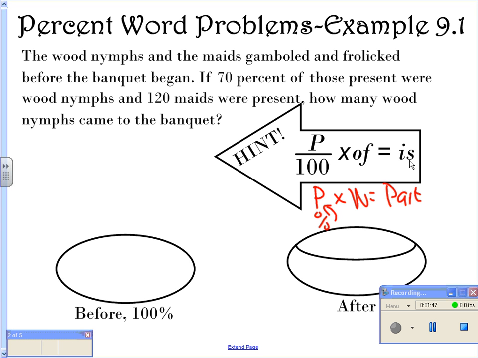Who came to the banquet? Only wood nymphs and maids, right? Only they came. So if we have 70% were wood nymphs, how many percent have to be maids? 30%, right? So 30% of the total is how many? 120. We know that 30% is the maids. And that's where she got the 120 divided by 0.3. Does that make sense?